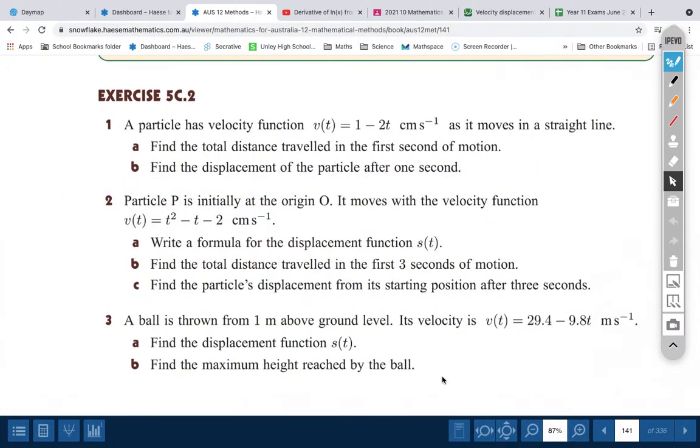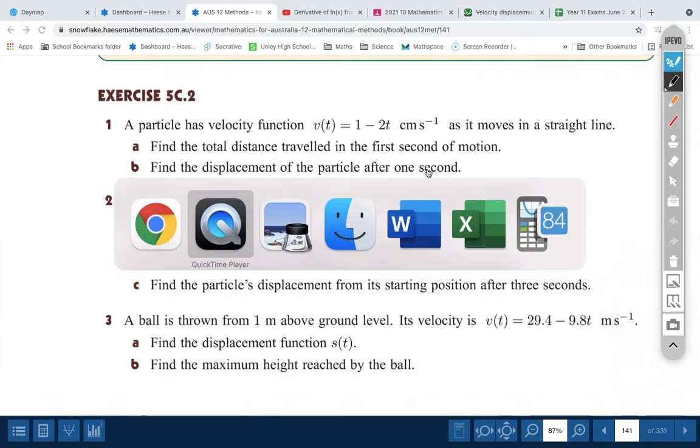Exercise 5C2, I'm going to do question 1, which should be fairly straightforward because it's the first one. The velocity is 1 minus 2t centimeters per second. We have to find distance and displacement after 1 second.